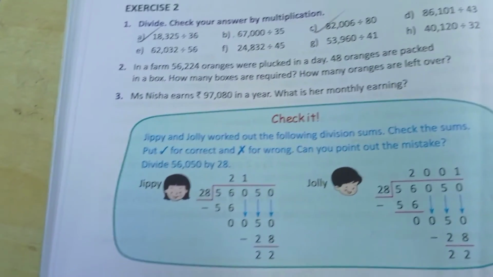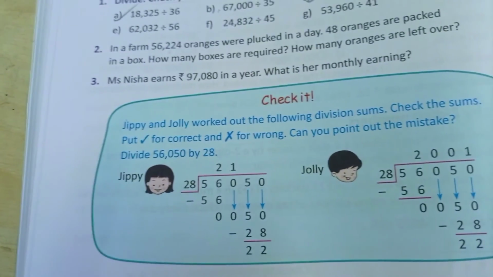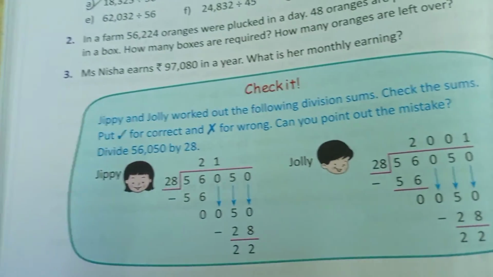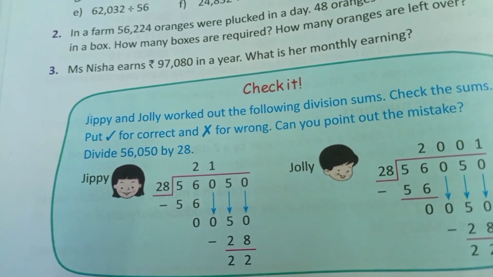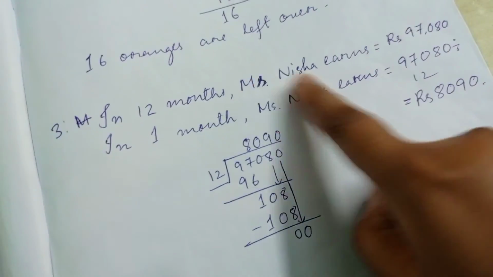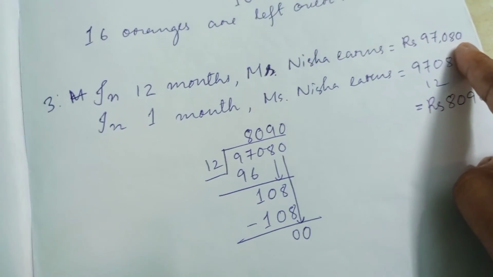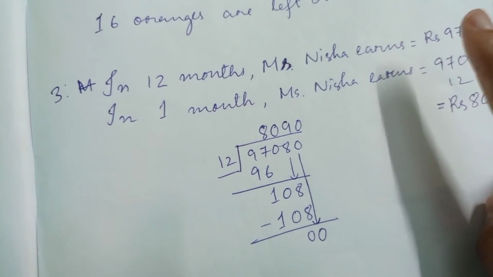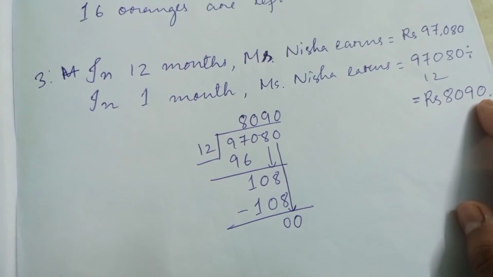Now the next question is that Miss Nisha earns rupees 97,080 in a year. So what is her monthly earning? Here, how many months are there in a year? It is 12 months, right? And you need to find for 1 month. So in 1 year she earns rupees 97,080, and in 1 month you need to find. For that you need to divide 97,080 by 12. When you divide it, you get the answer as rupees 8,090.